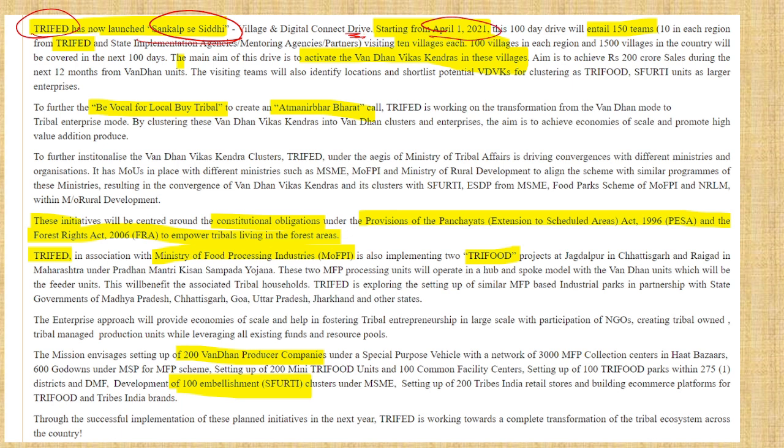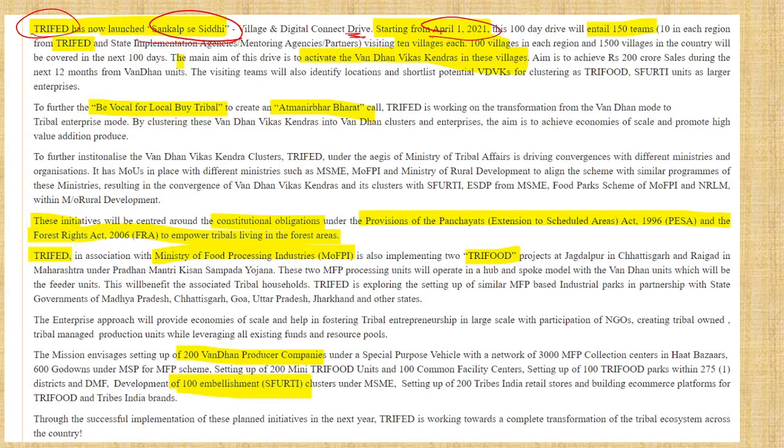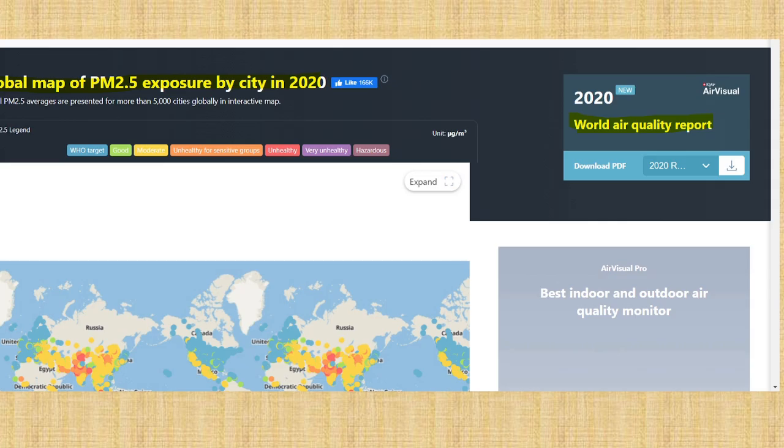Like Amazon, somebody has to do it, products have to be taken from one place to another. Some digital marketing tool has to be in the center so that the product gets accessed by consumers. So in this Van Dhan Kendra, the wealth of the forest has a digital platform. That digital platform is provided by Trifed and then this is being sold. And Trifed plus the Ministry of Food Processing Industries have given rise to Trifood. They have mixed the words, making it Tri-food. I do not know whether this question will come, but this was in current affairs.